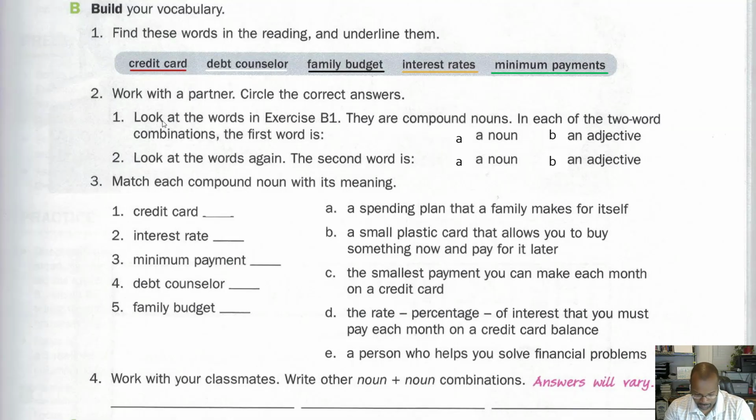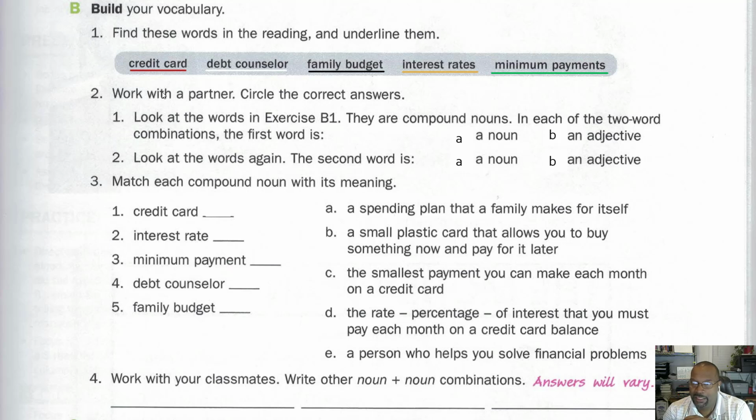Okay, so middle of the page, page 91. B, build your vocabulary. Find these words in the reading and then underline them. So let's go over what these words are first. They are compound nouns. The first one is credit card.